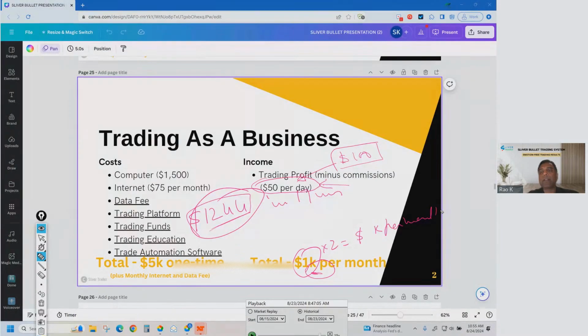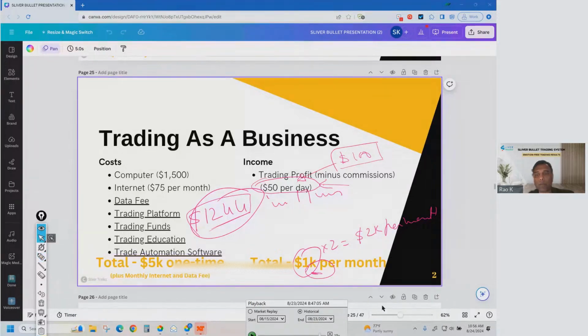Is that enough for living? There could be some losing days, some profitable days. So we are taking only $100 per day. We are trying to make $100. You can up it to $300 per day. Looking at the 1,244 number, $300 should be achievable. But I'm keeping the expectations very low, just taking $100. And that gives us $2,000 per month.